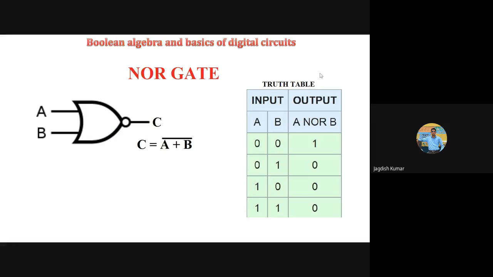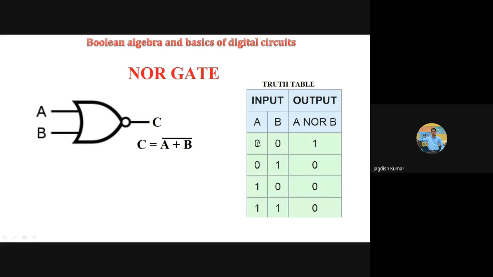Similarly, a NOR gate means an OR gate followed by a NOT gate. And the same goes for its truth table: if you put an OR gate here, get the output of the OR, and then invert that output, it will give you the NOR gate.